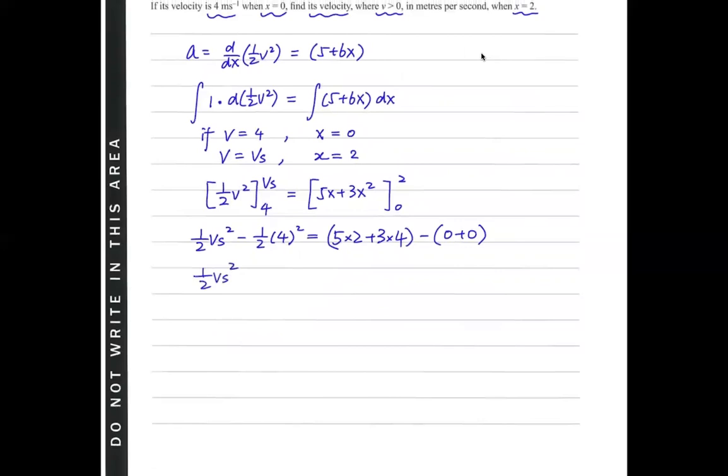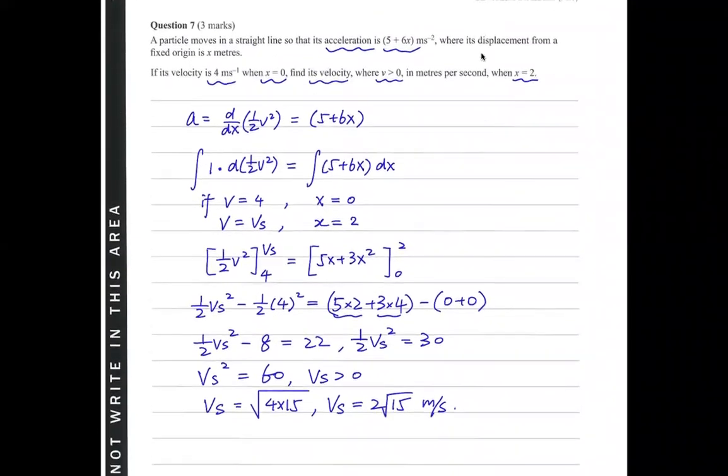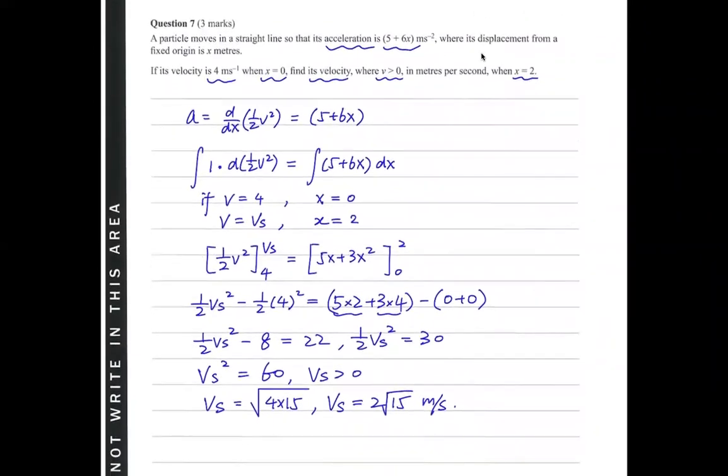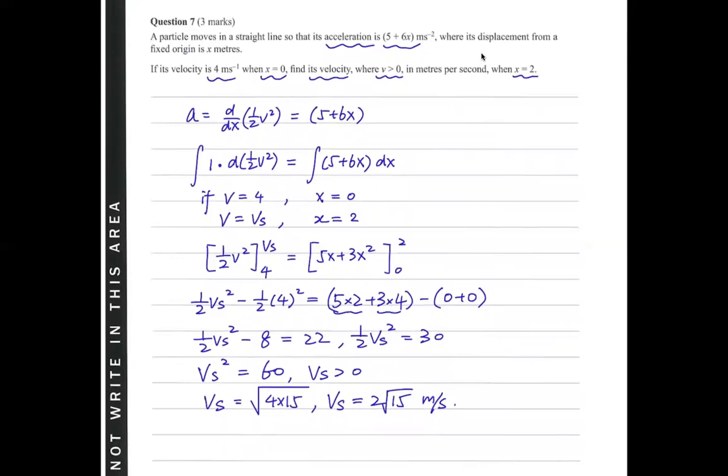So half vs squared minus half times 16, that's 8, 10, 12, 22. So half vs squared equals 30. Vs squared is 60. Vs is greater than 0 as given. Vs should be square root of 4 times 15, that's 60. So Vs is 2 root 15 meters per second. That's it. Ooh, that looks like something in the past. A question in a previous exam? Probably. I may have a vague impression of certain questions.